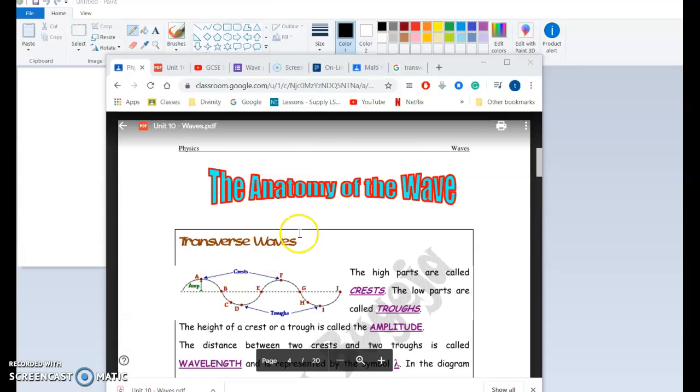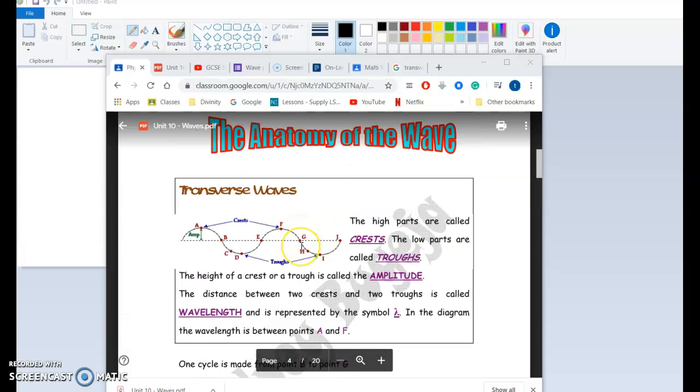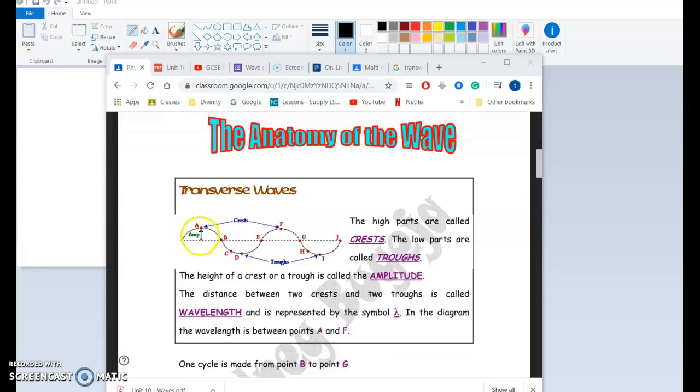So don't worry about this if it looks a bit complicated, but we already know what crests are. The crests are the high points of the wave. The low parts are called the troughs. The height of a crest or a trough is called the amplitude, where there is this green arrow here. So even over here, there would be the amplitude, over here, over here.